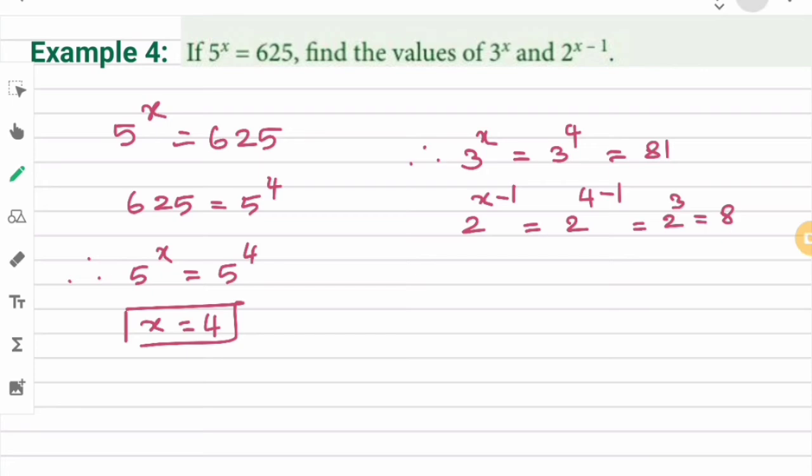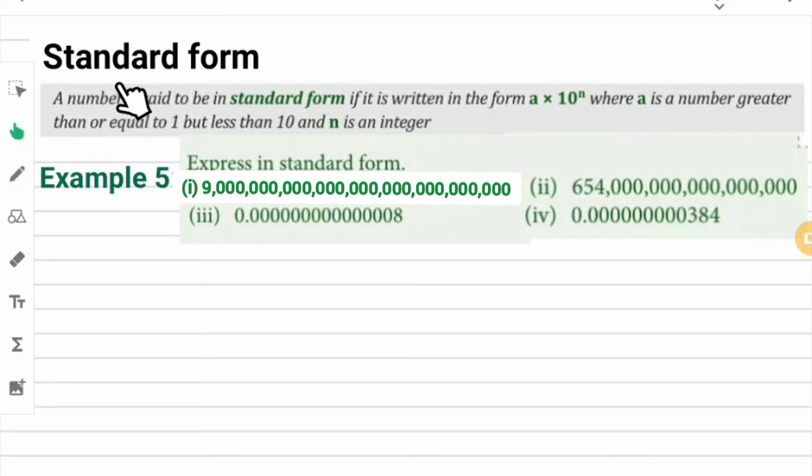Yes. And now we are moving on to the next concept, standard form. A number is said to be in standard form if it is written in the form a into 10 power n, where a is a number greater than or equal to 1 but less than 10, and n is an integer. That is, you have to write the given numbers in this form. The number can be any digit. It can be 7, 12, 15, whatever the digits, but you are going to write it in this form.